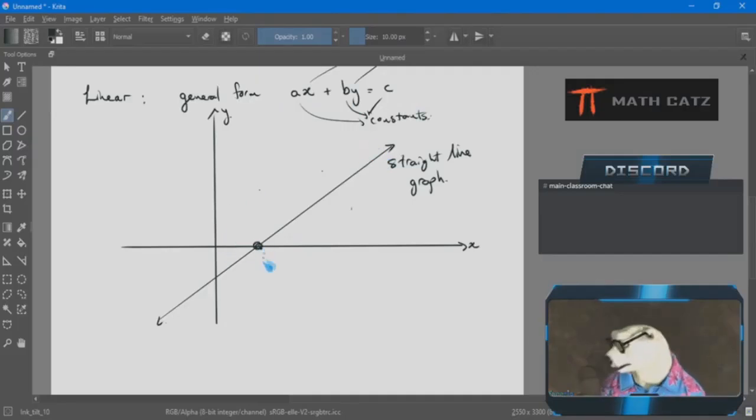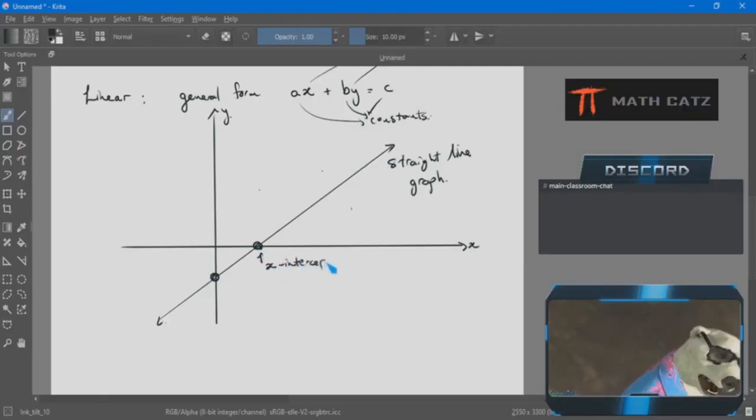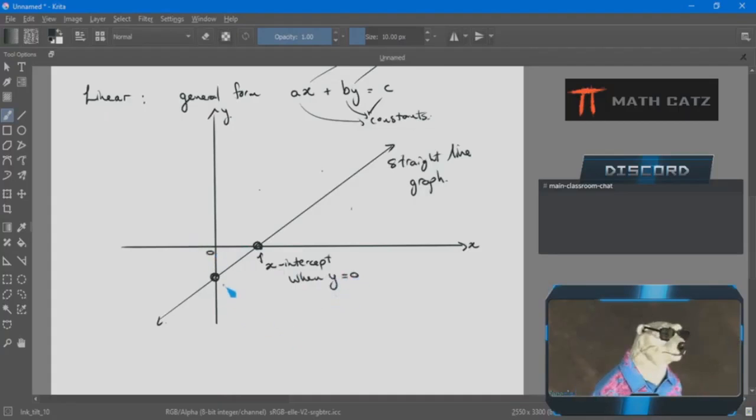We have two important points. The x-intercept, where the straight line graph intersects the x-axis, is when the corresponding y-coordinate is 0. And we have our y-intercept, and that is when the x-coordinate of the point is 0. So if we have a specific example, we can find the x and the y-intercepts.